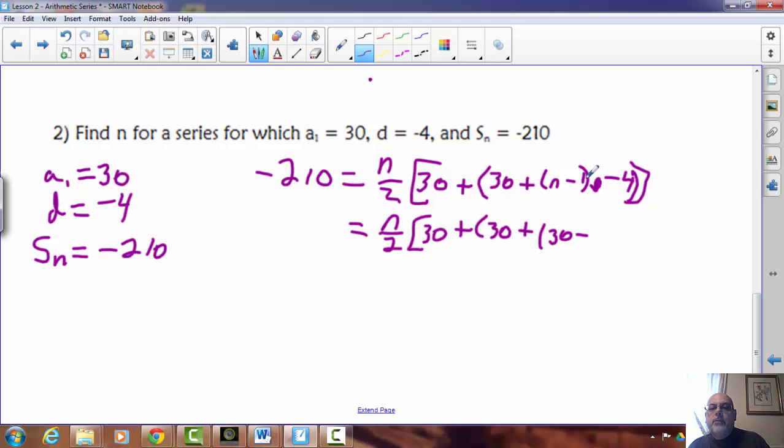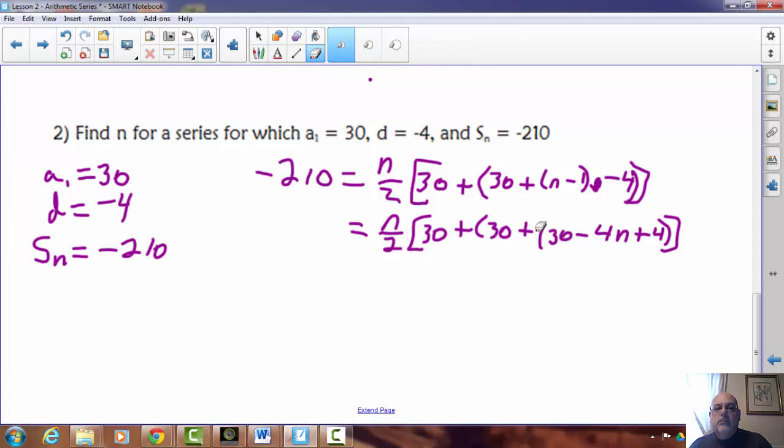Now I'm going to distribute the 4. -4n plus 4, double negative. So what did I do here? I brought the 30 down. This 30. Oh wait, I have an extra 30 in here. Hold on. Let me erase this. Sorry about that. There we go. I knew it didn't look right. Okay, so we still have -210 out in front.